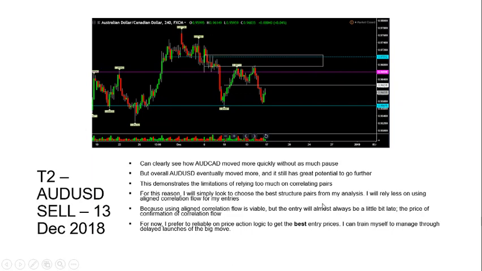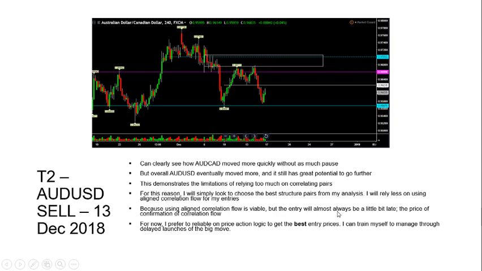It's of course possible to use correlations to time the entries and everything, but especially on leader pairs and things like that, I should rely less on using a line correlation flow because that's just a lagging indicator, especially if I'm on a leading pair, right? So in those cases, the entry is almost always a little bit late. It's a price of confirmation of knowing of correlating it with the correlation flow, right?